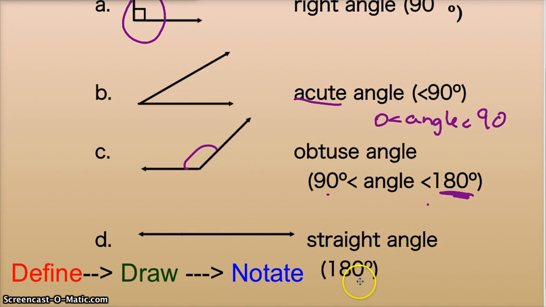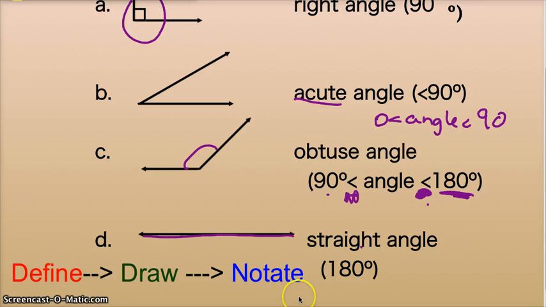If it is absolutely 180, it's referred to as a straight angle. So our 4 different kinds: right angle, acute angle, obtuse angle, and straight angle. Notice that there are not any "or equal to." If it were equal to 180, it'd be a straight angle. If it were equal to 90, it'd be a right angle.